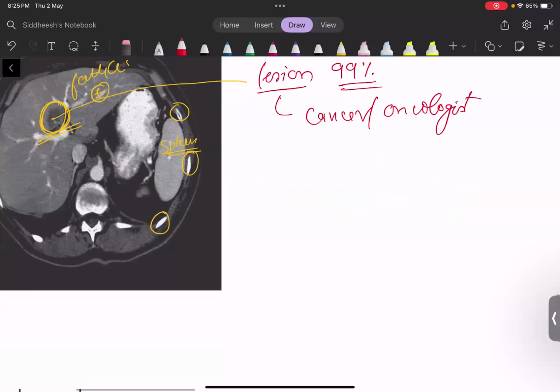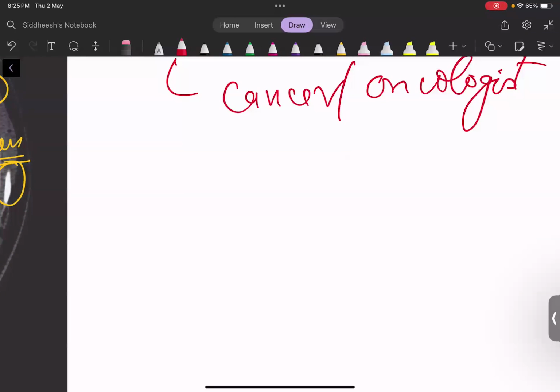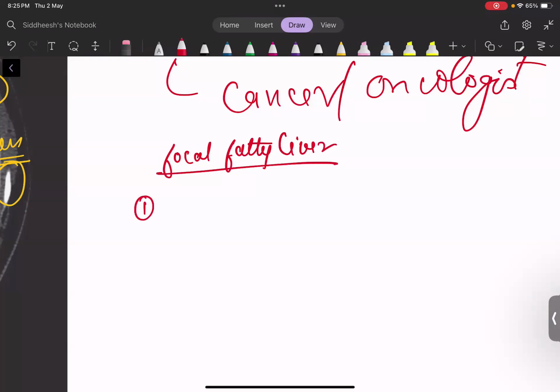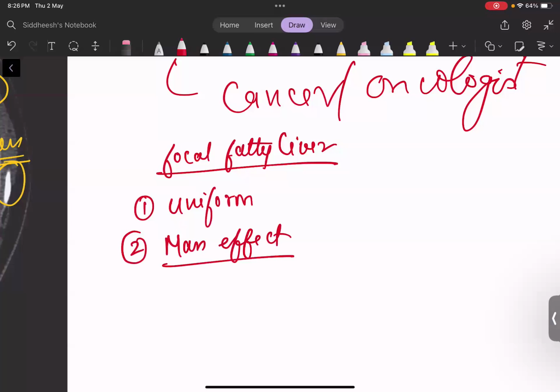Now, you should be able to know how to differentiate between cancer and non-cancerous focal fatty liver. Suppose your patient has a simple focal fatty liver. Your focal fatty liver patch will be very uniform in shape and size. Second, mass effect will not be there. So what is mass effect? You might have seen in cancer patients' reports that this mass is compressing this vein, this artery, this nerve, this muscle, this organ. That is known as what? A mass effect.